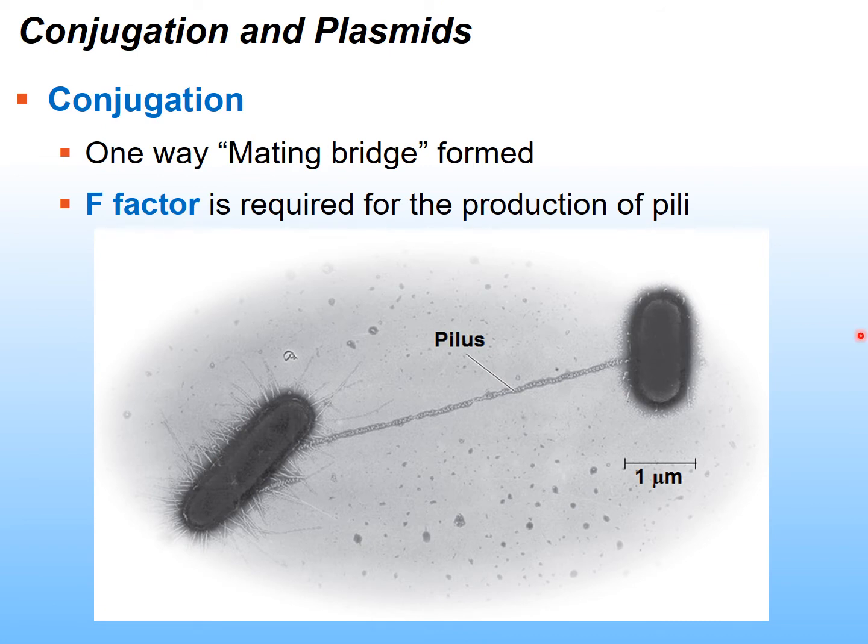So conjugation involves one of the structures that we discussed in a previous section of this chapter, the sex pili. Okay, so you can see we have the sex pili reaching from one bacterium to another. And in order to produce the sex pili, which is basically a mating bridge, the organism must have what's called the F factor. So it's really a gene, probably a set of genes, that are required for them to be able to produce this mating bridge.